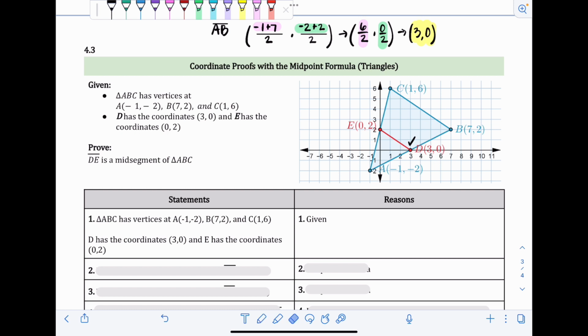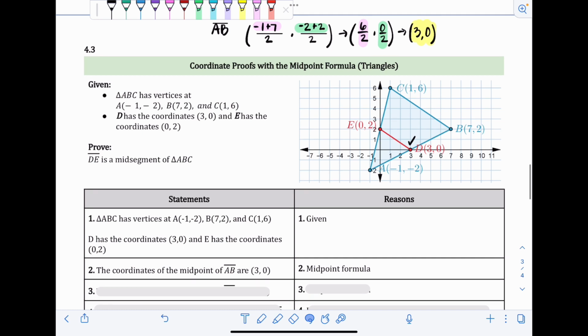So for 2, we'll say the coordinates of the midpoint of segment AB are 3, 0, and then our justification is just the midpoint formula because that's what we use to find it. And then we're going to do that same exact thing with the other side of the triangle, so AC. I'm going to do it off to the side over here.